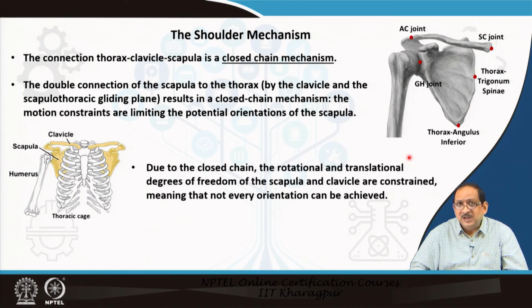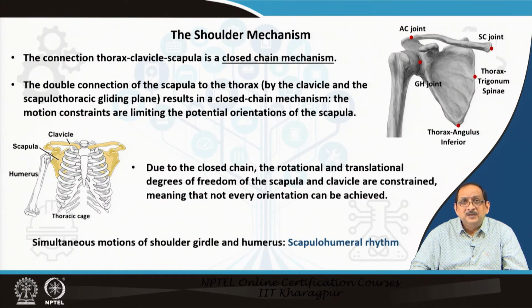Due to the closed chain, the rotational and translational degrees of freedom of the scapula and clavicle are constrained, meaning that not every orientation can be achieved for the scapula and the clavicle. Simultaneous motions of the shoulder girdle and humerus is actually called scapulohumeral rhythm.